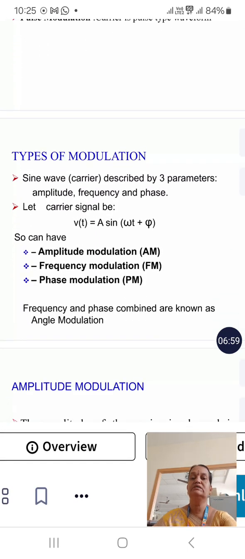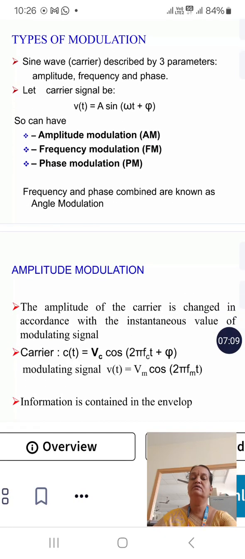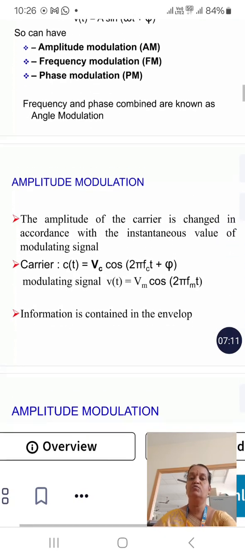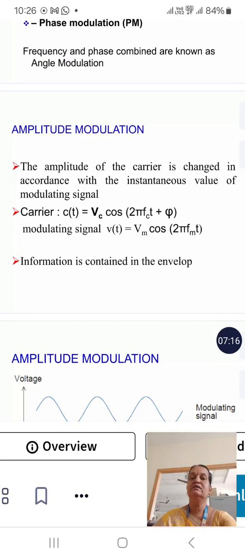The sine wave carrier is described by three parameters, that is amplitude, frequency and phase. The frequency and phase combined are known as the angle modulation process. Amplitude modulation is simply defined as the amplitude of the carrier being changed in accordance with the instantaneous value of the modulating signal. By instantaneous, we mean that from instant to instant it has to show its variation, with respect to the amplitude.